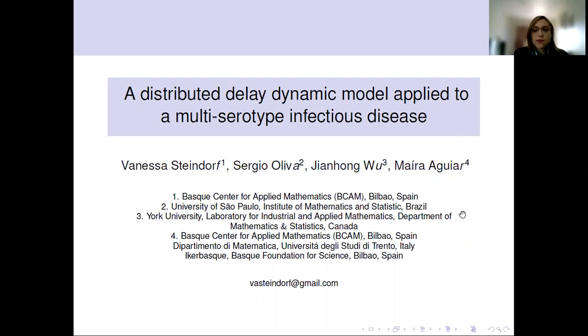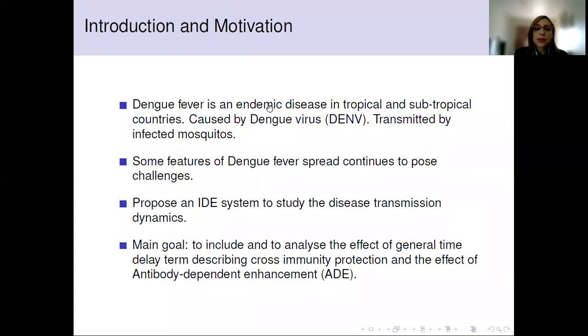Today I'm going to talk about a model applied to a multi-serotype infectious disease. Dengue fever is a multi-serotype infectious disease. It's caused by the dengue virus, is endemic in subtropical countries, and is transmitted by infected mosquitoes.